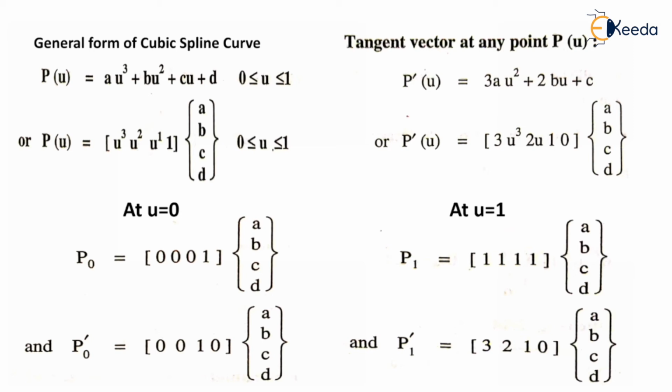Then we put u equal to 1 and find P1. That is again the cubic spline, [1 1 1 1] times [a b c d], and P1 dash is [3 2 1 0] times [a b c d]. The dashes are the tangent vectors. So we get four conditions, as we need four conditions to solve any cubic spline curve: P naught, P naught dash, P1 and P1 dash.